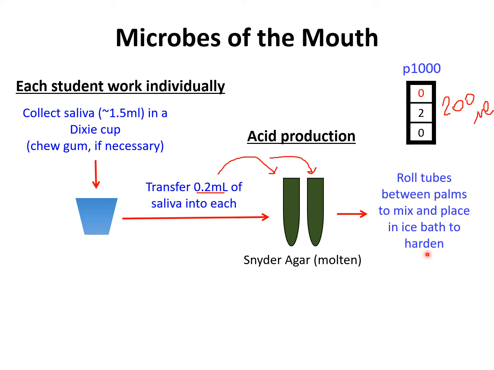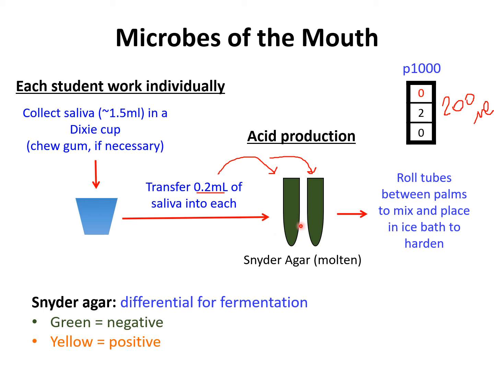So remember how I told you these two tubes, we keep them in a hot water bath so that we can keep the agar melted until you transfer your saliva into them. Once you transfer the saliva into them and you've mixed them, we place them in an ice bath so that the agar can harden.